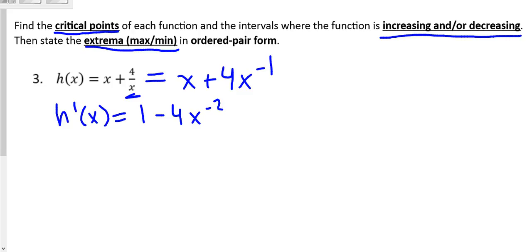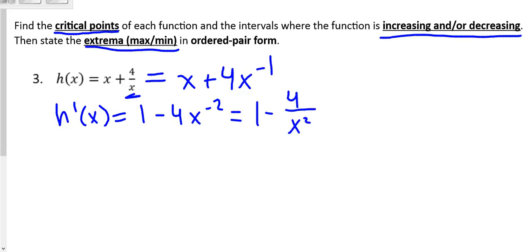But just like I had to rewrite the problem to take the derivative, I do need to rewrite this problem to be able to find my critical numbers, because there's an important part of this problem that you would miss easily if you didn't rewrite it. So to rewrite it, I have 1 minus 4 over x squared.